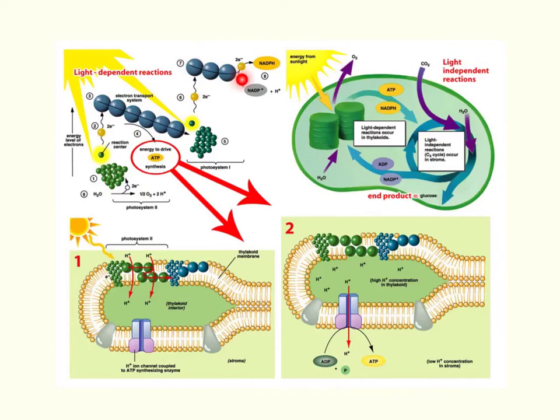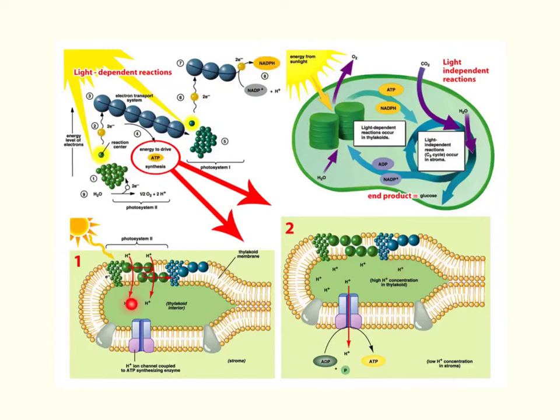It goes down and enters NADPH, goes from NADP to NADPH, because that hydrogen ion has to come along with the electrons. That then goes to the Calvin cycle. So this ATP goes to the Calvin cycle, this NADPH goes to the Calvin cycle. So let's take a look at 1, and then let's take a look at 2, okay?